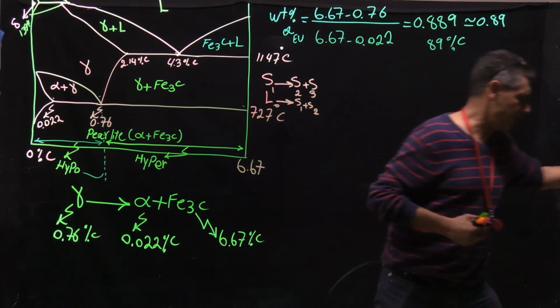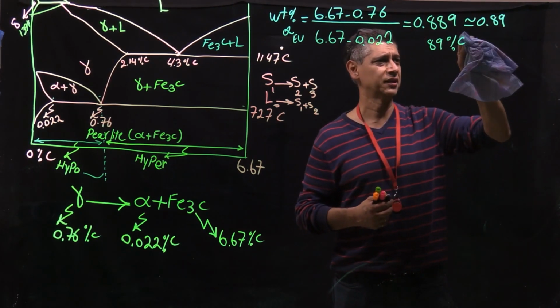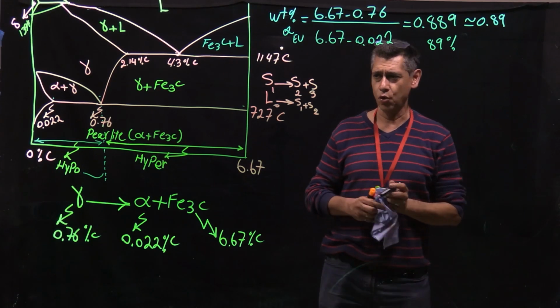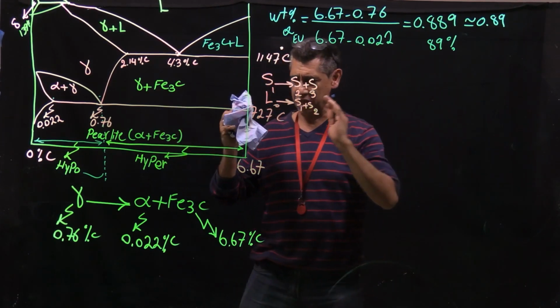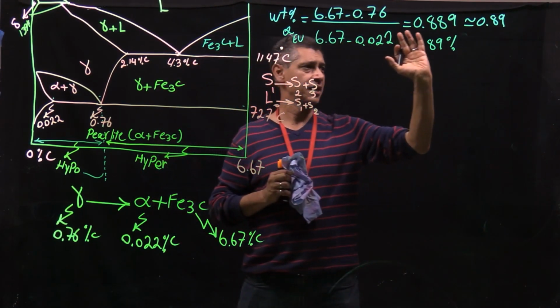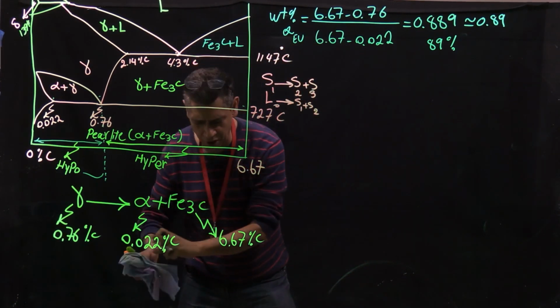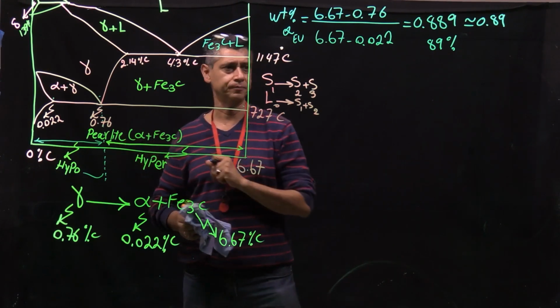So, not carbon, 89%. This is the mass fraction, weight percent. So this is the weight percent of ferrite in pearlite, right here.